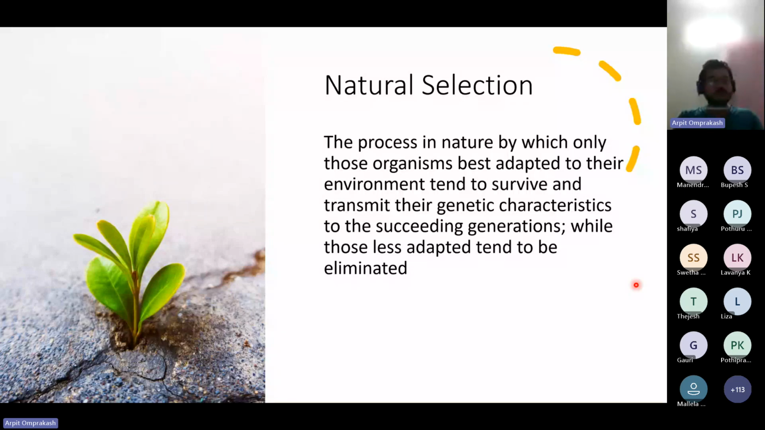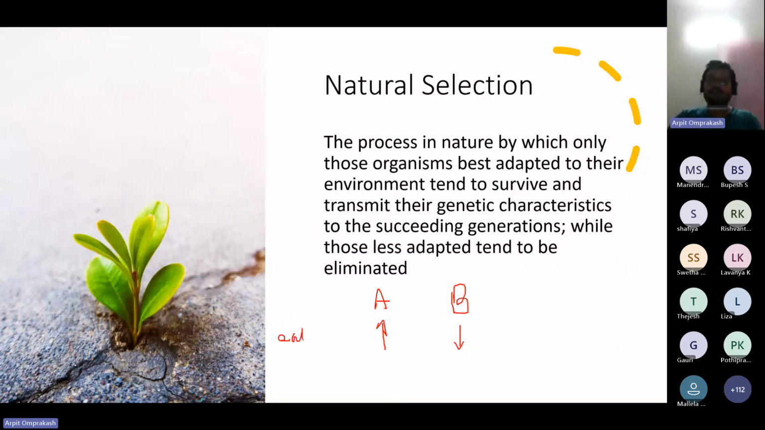So, for example, let's say we have two species, species A and species B. Both of them are herbivores that eat grass. Both of them live in a grassland. But the rate at which A eats grass is higher compared to the rate at which B eats grass. So the rate of eating of A is higher, whereas the rate of eating of B is lower.